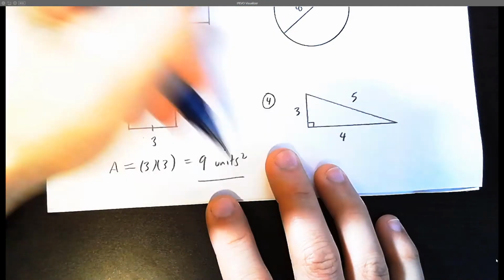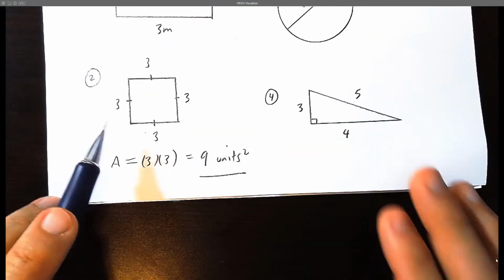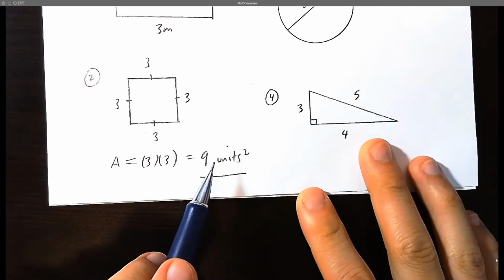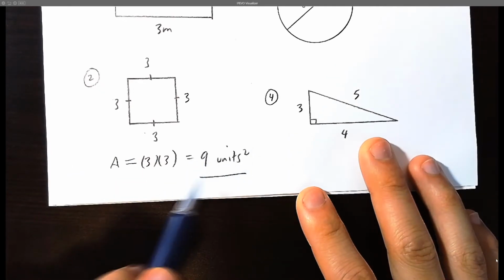units squared. And so the units are not specified here. So it's nice to say units squared, or you can say that the area is 9.